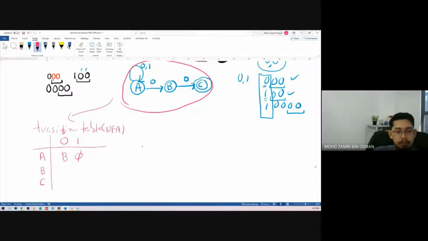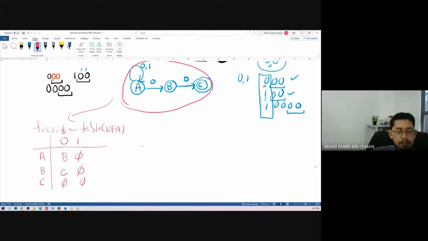Okay, and then we have a transition from B to C. Transition B to C is still 0. So we have C here. Do we need another transition for this one? No, we don't have a transition. So what about C? For C, we don't have any transitions. So phi, and this one is phi. We call it empty here.